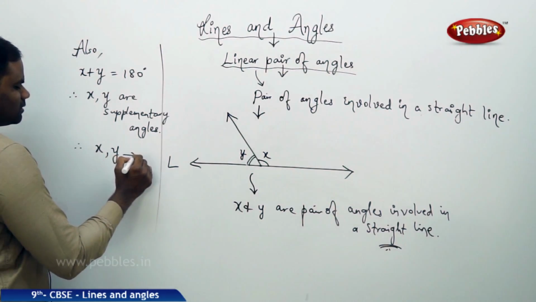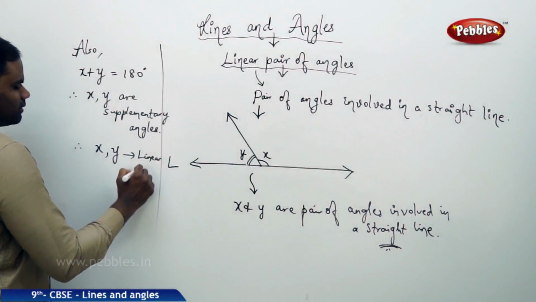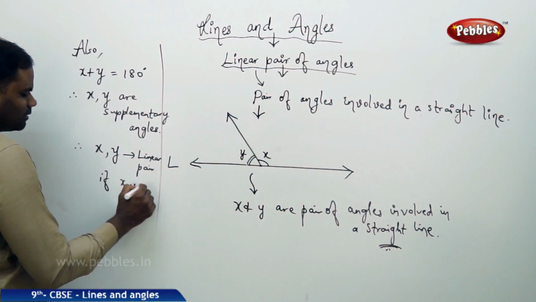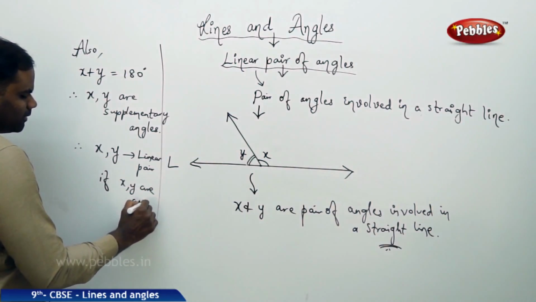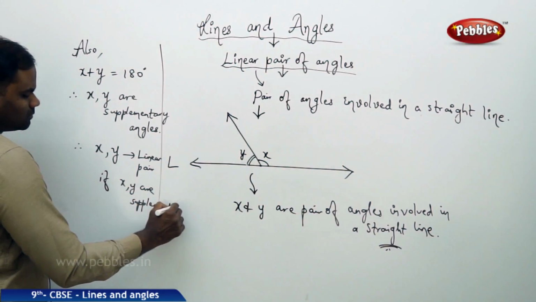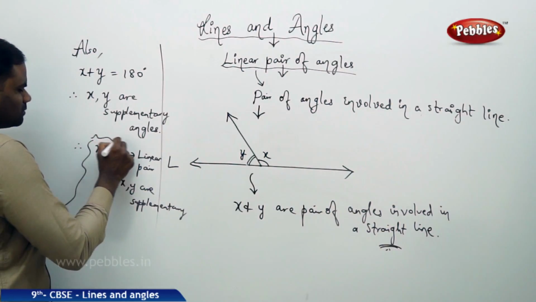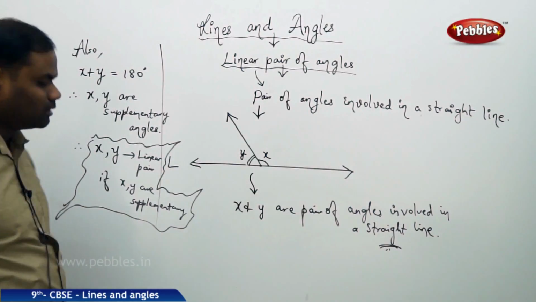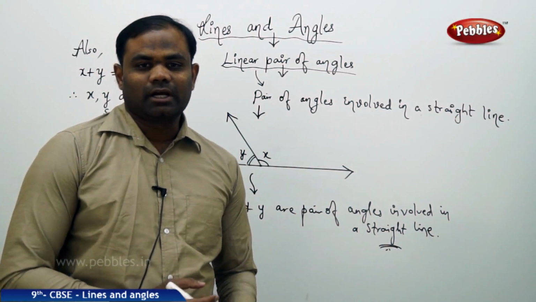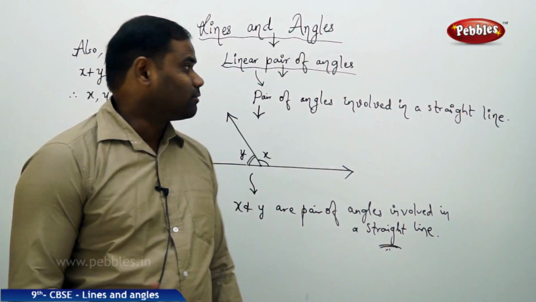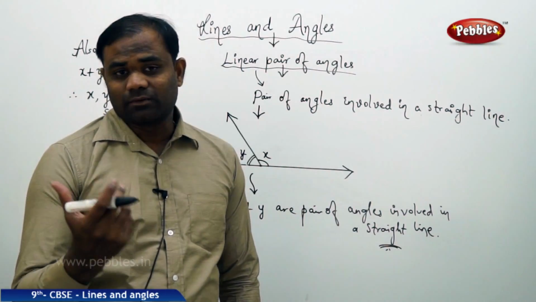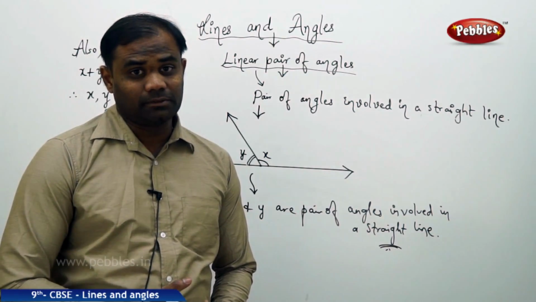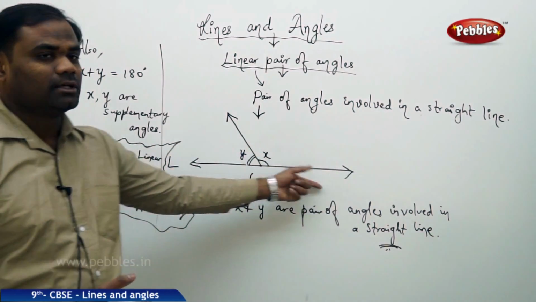Therefore, we have X and Y are said to be linear pair if X and Y are supplementary, is how I make the learning outcome. The condition that X and Y are linear pair of angles is that X and Y must be supplementary. That is, X plus Y must be equal to 180, or it must be in a straight line.